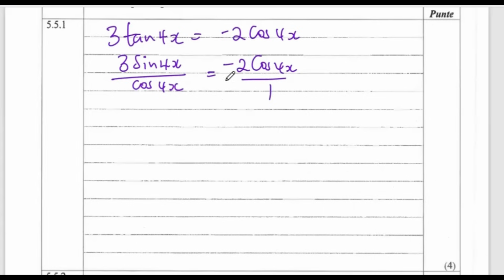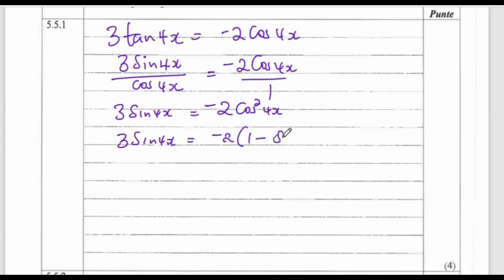I can solve for 1. And then I'll do my cross multiplication. I have 3 sine 4x is equal to negative 2 cos squared 4x. And then I can change this to a sine. I have 3 sine 4x is equal to negative 2 into 1 minus sine squared 4x.